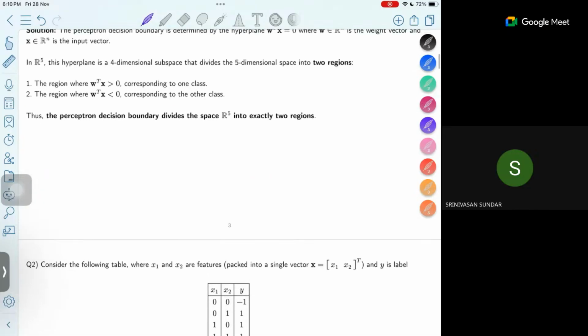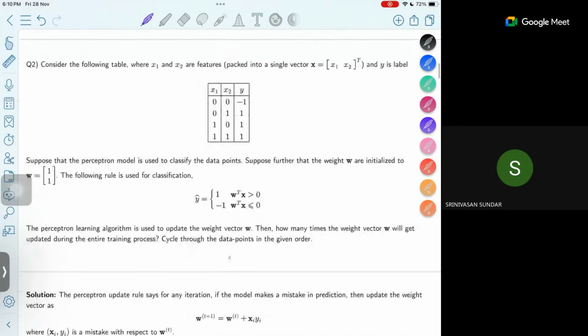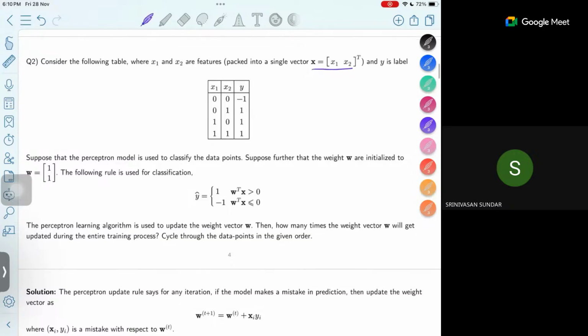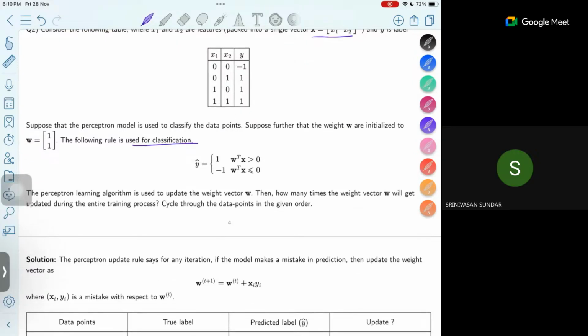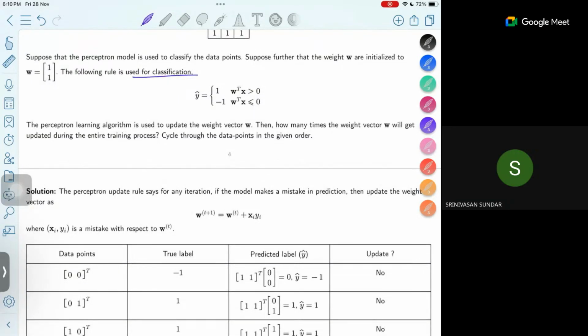All right. Now, the second question: consider the following table where x1 and x2 are features packed into a single vector x = (x1, x2), and y is the label. Suppose that perceptron is used to classify the data points, and suppose further that the weights w are initialized to (1, 1). The following rule is used for classification. The perceptron learning algorithm is used to update the weight vector w. Then how many times will the weight vector w get updated during the entire training process? Cycle through the data points in the given order.